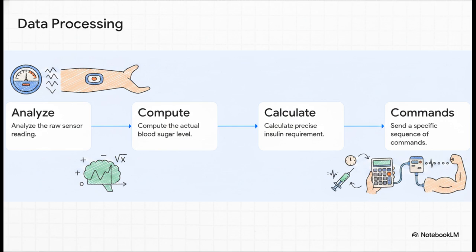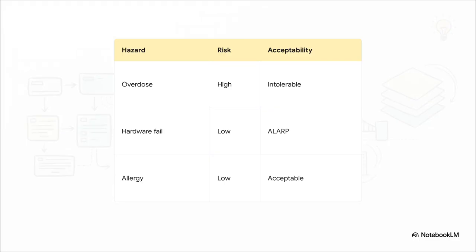And finally, Step 4, it translates that calculated requirement into a very specific sequence of commands sent to the pump. For instance, if it needs to deliver 10 units, it might send exactly 10 electrical pulses to the pump. It's a highly logical, step-by-step transformation of data into physical action. Because, let's be honest, guessing is not a feature you want in a robotic pancreas. Because this is a safety-critical system, the absolute primary architectural requirements here are availability and reliability.